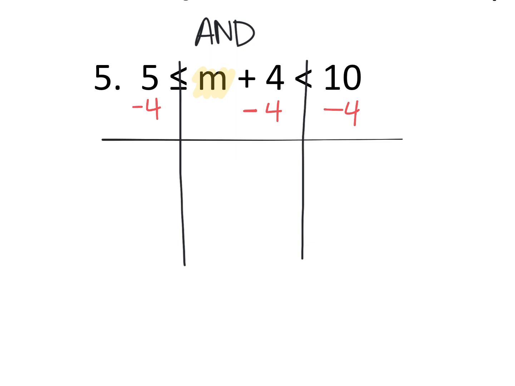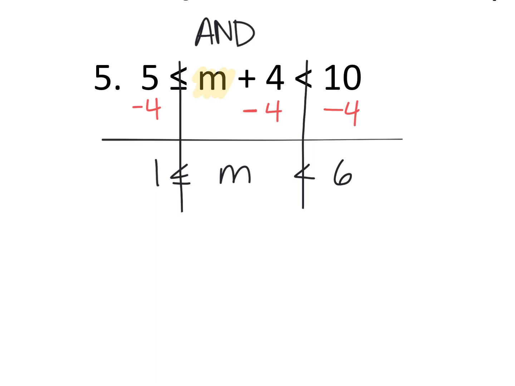And now you will rewrite your inequality. 5 minus 4 would give me 1. M is now by itself. And then 10 minus 4 is 6. Please make sure that you're keeping the signs the same. You'll notice that they are different from each other. So keep them the same as you go down.